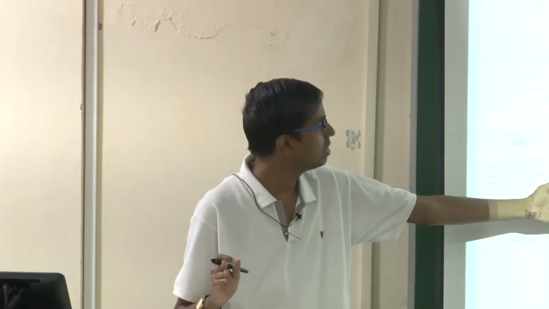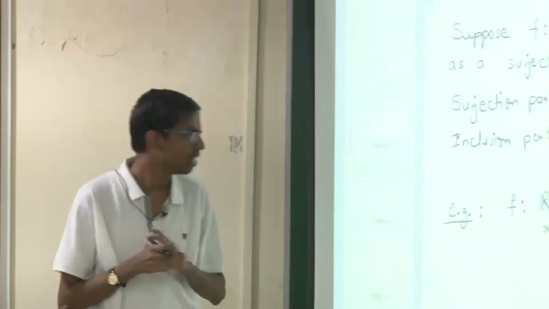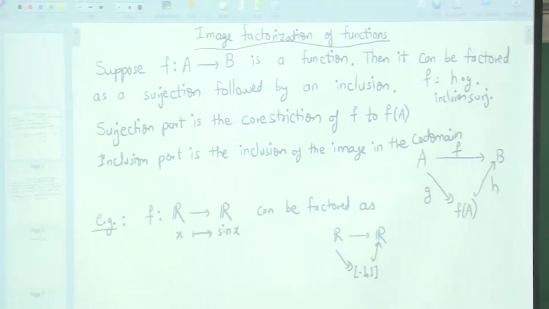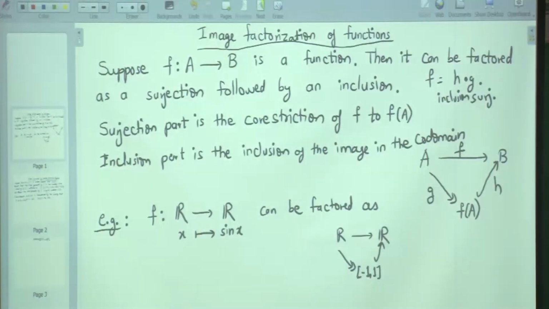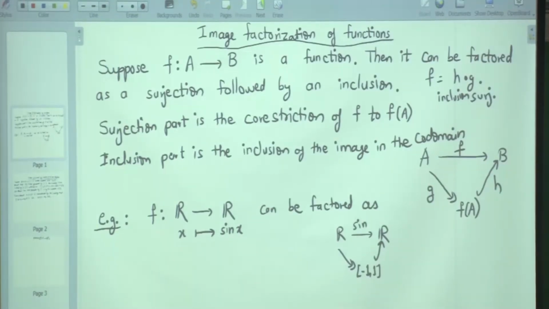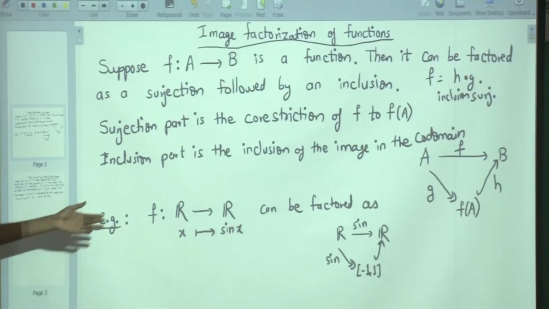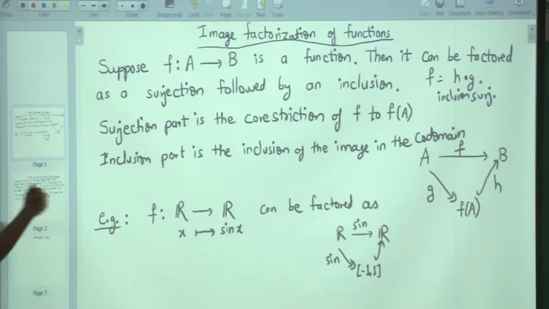So one simple example: given sin x as a function, x maps to sin x as a function from reals to reals. We factor it as, yeah, this is the sine function, this is also the sine function, and this is simply inclusion. We go to its image, the image is the closed interval -1, 1, and then you include that. So this is called image factorization.